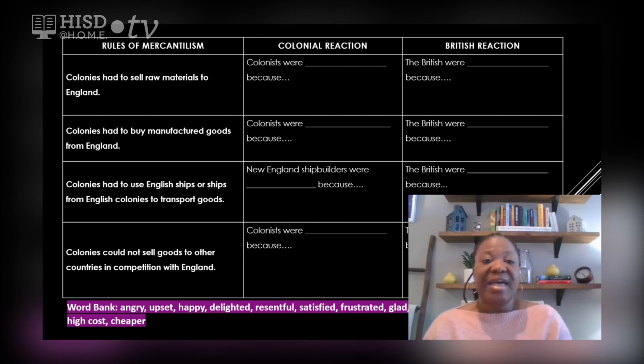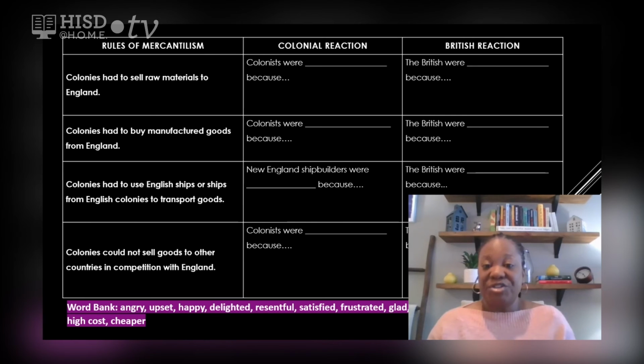All right. Look at the second one. Colonies had to buy manufactured goods from England. Do you think that made the colonists happy? So let's look here. The colonists were, okay, think about if you're a colonist and you have to buy all of your manufactured goods from only one place. Are you going to be happy about that, or are you going to be angry about that? Maybe resentful. That could be a good word that you put there.